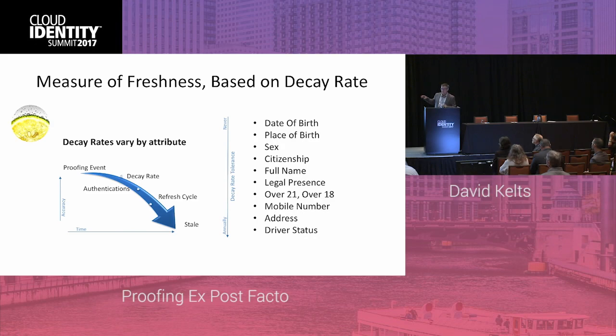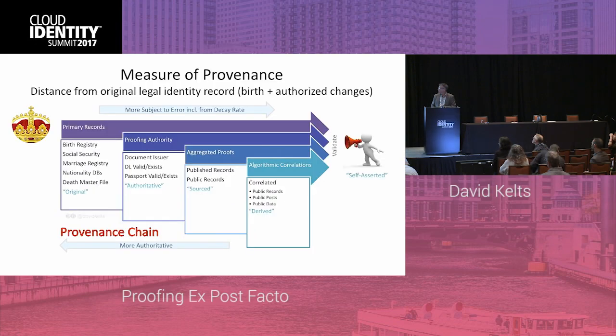So look at those decay rates, assess them, and say, how often do I need to go back and revalidate this particular attribute that I'm holding in order to know its freshness? Because they will get stale. And using the attribute or authentications of those attributes can help. But then you get to, when you are going to validate it, how far back do you want to reach? So this diagram sort of shows the provenance of an attribute. This is the authoritativeness of the source of which you're checking.